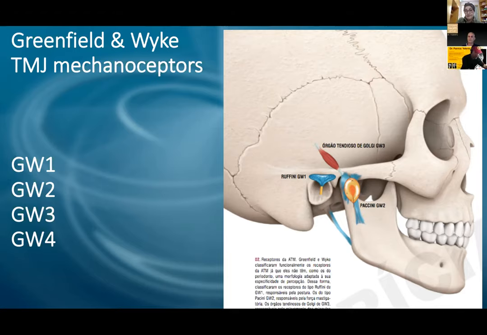And these ones are like helpers. They help the periodontal ones to work. And since the beginning, they were created to start informing the brain of the position of the mandible and how the mandible is working. And why am I talking about that before starting? Because the one from the temporomandibular joint starts to work before the baby is born.